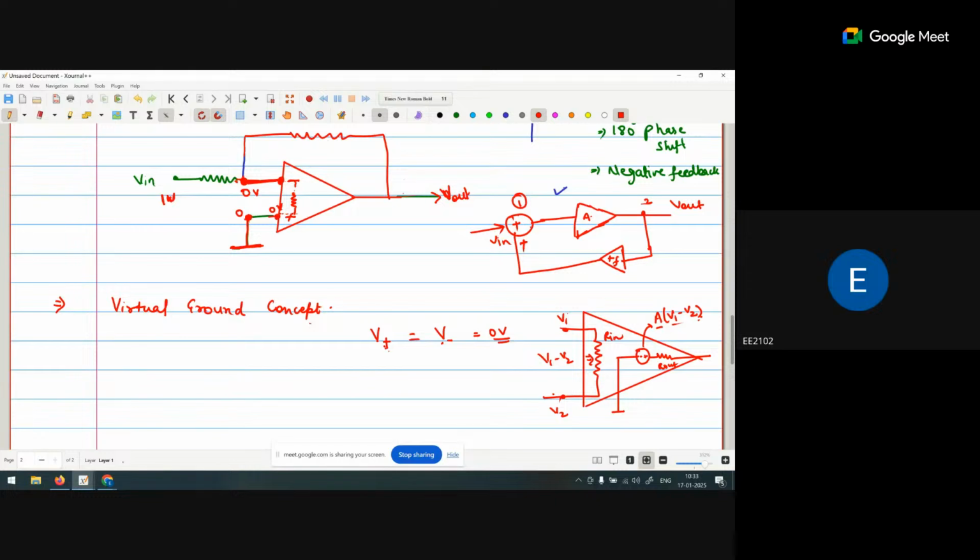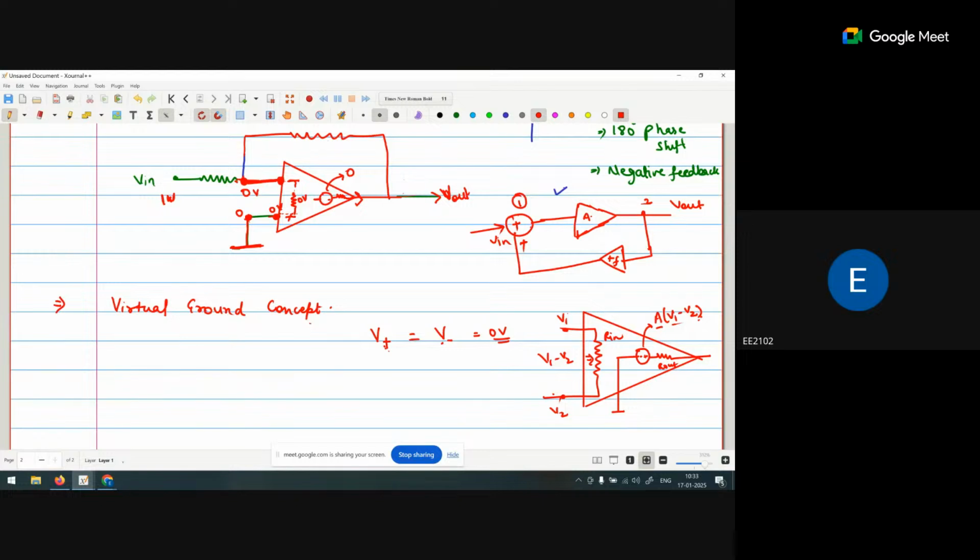So if the voltage at this point is 0 and the voltage at this point is 0, that means the voltage across this resistance is 0 volt. If the voltage across this resistance is 0 volt, that means the source voltage is also 0 volt. So if the source voltage is 0 volt, no current will be passing through the operational amplifier. Is it clear? Any doubt?